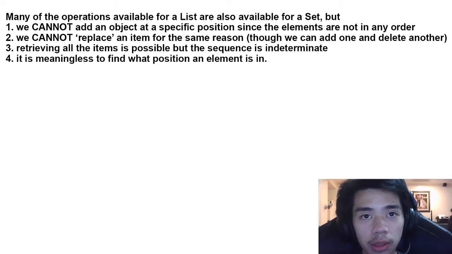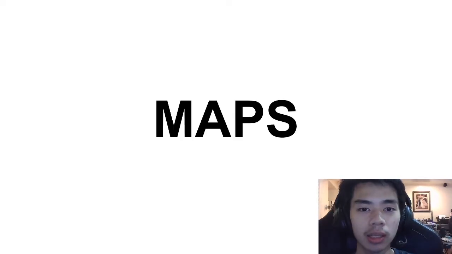Many of the operations for a list are available for a set, but we cannot add an object at a specific position since in a set, the elements are not in order. We also cannot replace an item for the same reason. Though we can retrieve all the items, the sequence is indeterminate, and it is meaningless to find what position an element is in. And lastly is the maps.